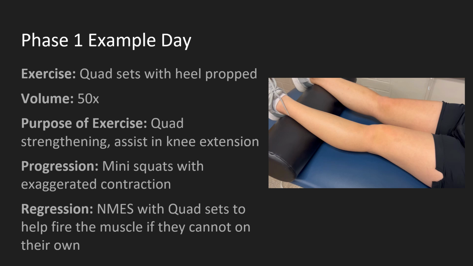So the purpose of the exercise, like I said, is quad strengthening and assisting in knee extension, so really getting active knee extension. For progression, we're going to do mini squats with an exaggerated contraction of the quad, and regression will add stim onto the quad sets to help them fire that muscle if they're having trouble.